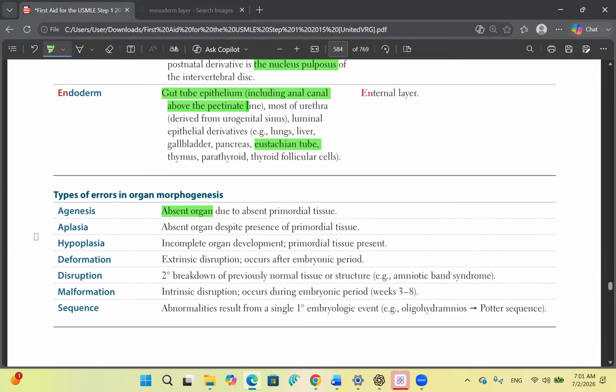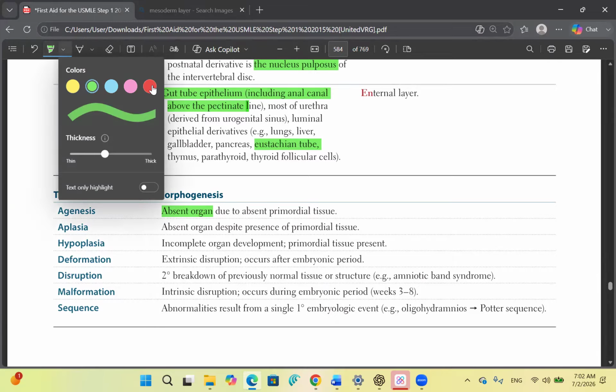hypoplasia. Deformation is an extrinsic disruption from outward factors, occurs after the embryonic period. Disruption is secondary breakdown of previously normal tissue. Okay, so after the embryonic period is complete, there's deformation. And then after the embryonic period, there's normal tissue, but there's a secondary breakdown. Example, in amniotic band syndrome.